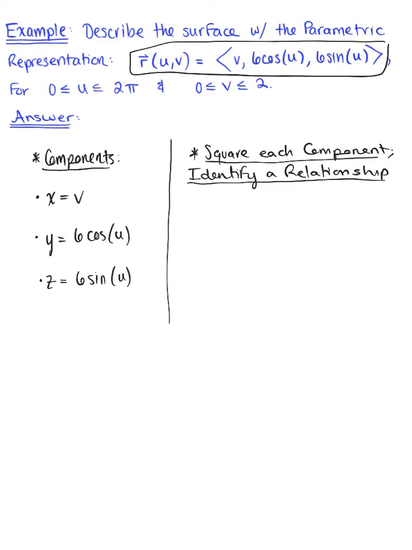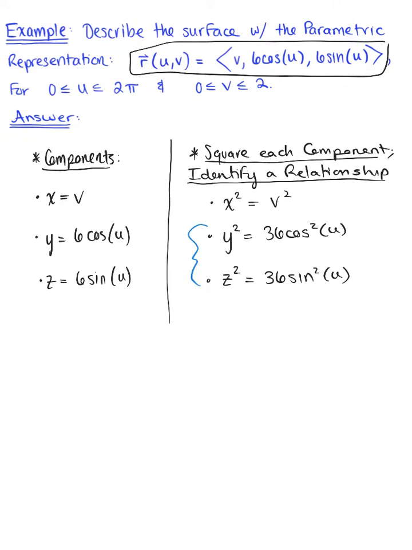So here we go. Squaring the x component gives us x squared is equal to v squared. Squaring the y component, we see that y squared is equal to 36 times cosine squared of u. And then squaring the z component, we see that z squared is equal to 36 times sine squared of u. And we can see here that the y and z variables have something in common. They have 36 in common.